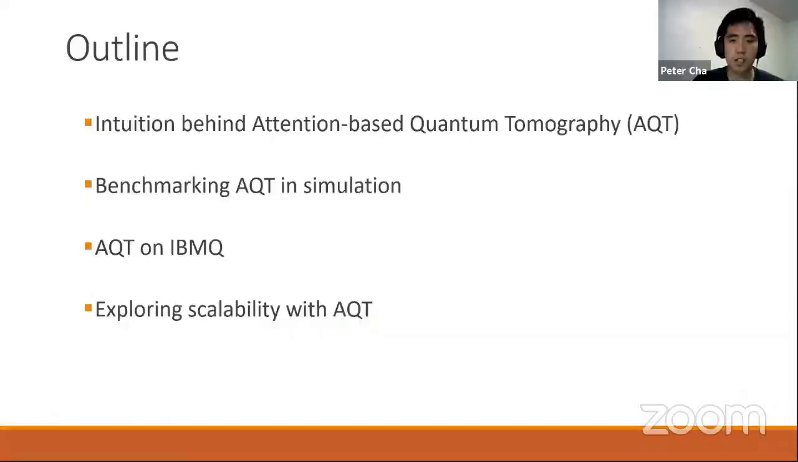Just before we go on, the outline of this talk will begin by giving some intuition behind attention-based quantum tomography, or AQT, including how the transformer works, why it performs so well in NLP tasks, and why we expect it to work well in tomography tasks. We'll then move on to our results in benchmarking AQT in simulation versus other machine learning methods. We'll get to the meat of our results, which is our experimental results demonstrating the success of AQT in tomography on IBMQ quantum devices. And then finally, we'll explore scalability with AQT.